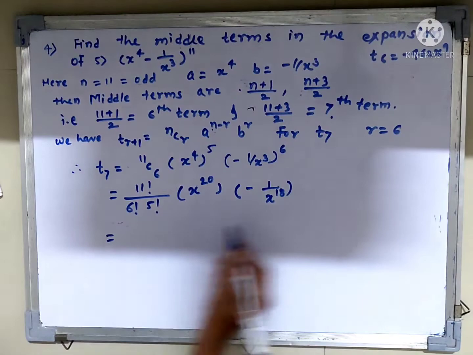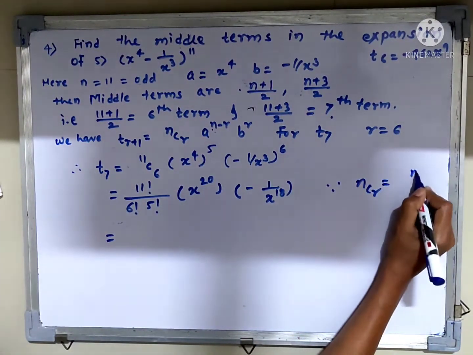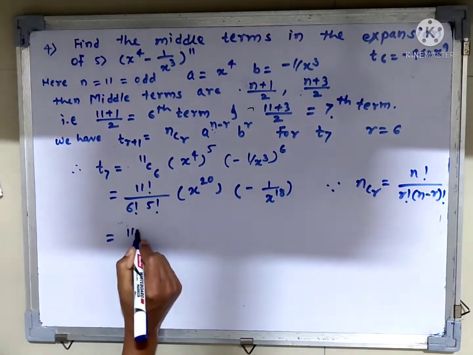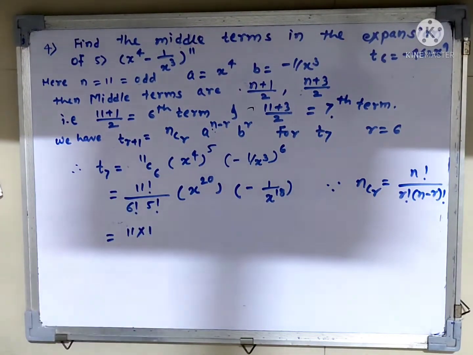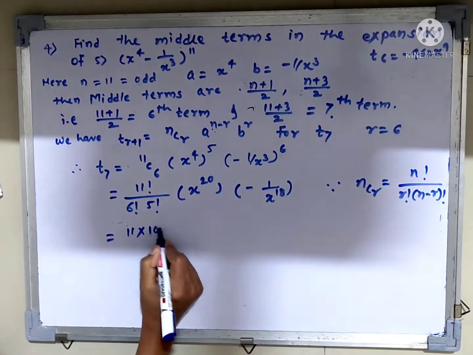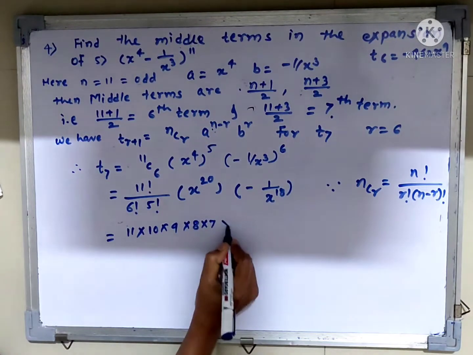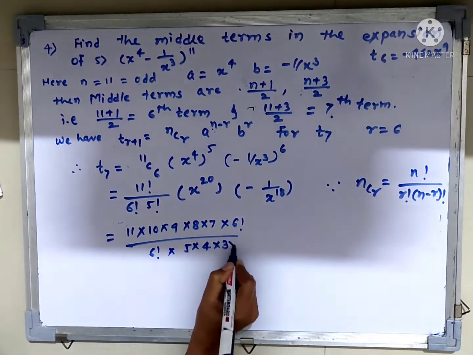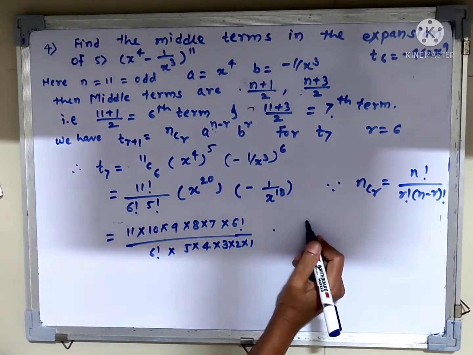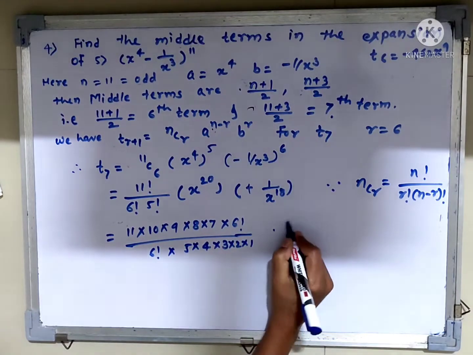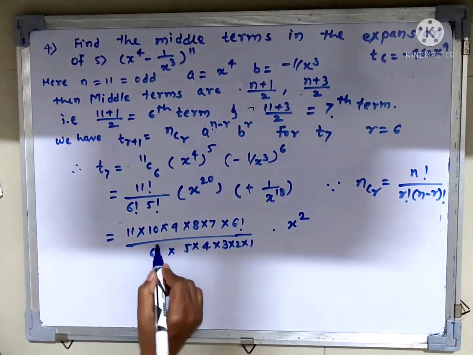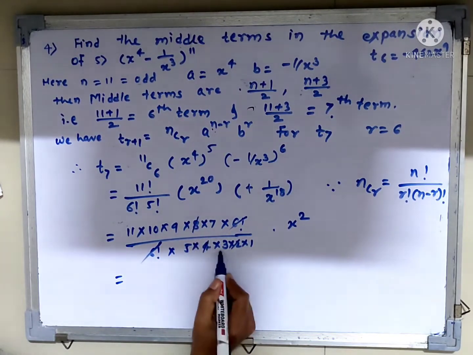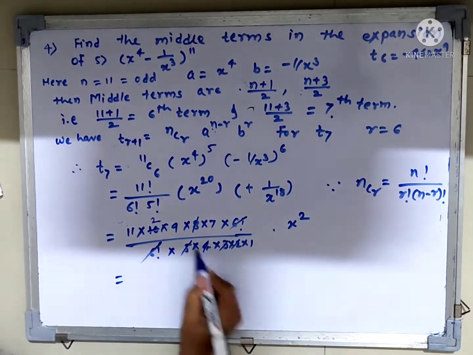Okay. Then which is equal to, since nCr is equal to n factorial upon r factorial into n minus r factorial. Now write 11 factorial down up to 6 factorial. Here 11 into 10 into 9 into 8 into 7 into 6 factorial upon 6 factorial, as it is, 5 factorial written as 5 into 4 into 3 into 2 into 1, into it becomes positive, not negative, x raised to 2. 6 factorial cancels with 6 factorial. Here 4 twos are 8, 5 twos are 10, and 3 threes are 9.